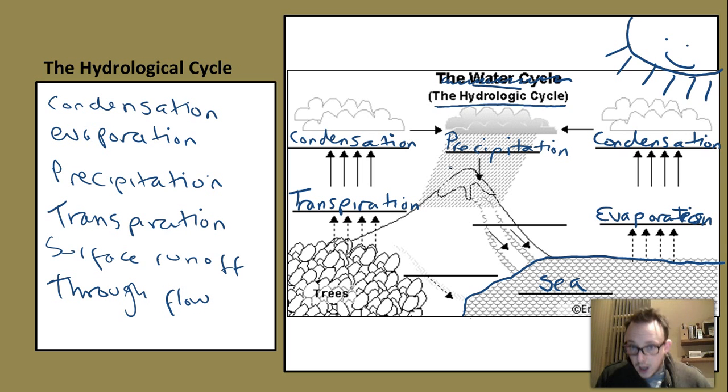Next thing we've got to think about. So we've got through our key terms now. We've used that one, know what it is. We've used that one, know what it is. Used that one, know what it is. Used that one. We'll look at surface runoff and through flow.